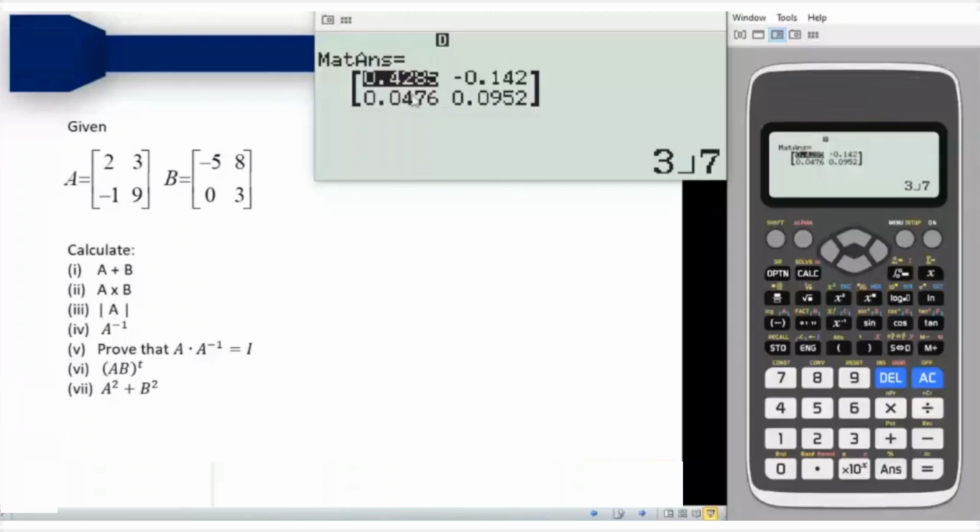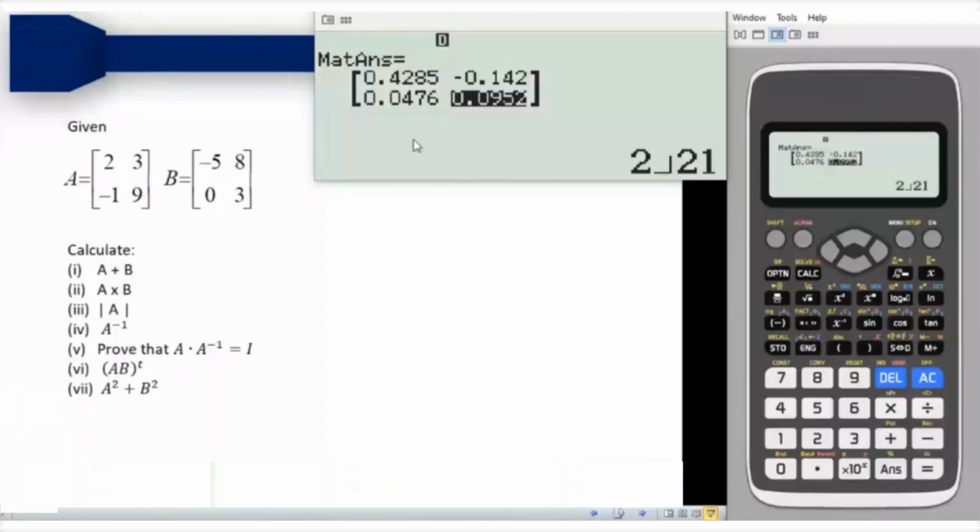So the answer is in fractions 3 upon 7, minus 1 upon 7, 1 upon 21, and 2 upon 21. Usually we tend to find answers in fraction, but if you want to find the answers in decimal, the calculator is simultaneously also providing you the answers in decimals. I hope this is clear now.